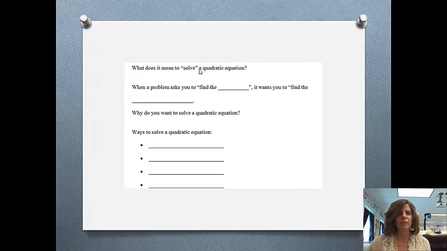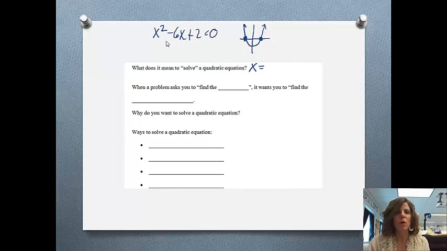All right, first of all, what on earth does it mean to solve a quadratic equation? A quadratic equation's graph will always end up being a U. When solving it, we're looking for where the graph touches the x-axis. So we're looking for an x equals problem: where does it hit the x-axis? If I have the equation x squared minus 6x plus 2 equals 0, we're looking for what values of x would make that equation equal 0. So those are the two ways of looking at it.